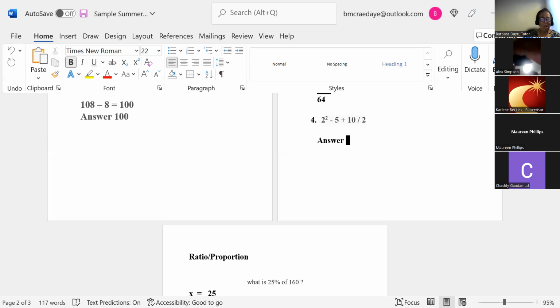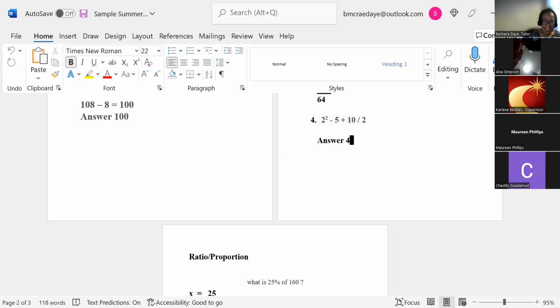What, Maureen, what comes after the exponent? You do the division, right? Exponent, division. So it's 4 and subtract 5, 9. Because you're doing the exponent first. Exponent, yes, and the division. Okay, 2 squared is 4. And 5 is 9. The answer is 4. 9. Answer is 4. Yeah.